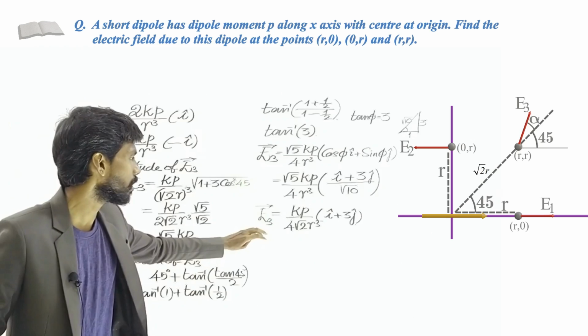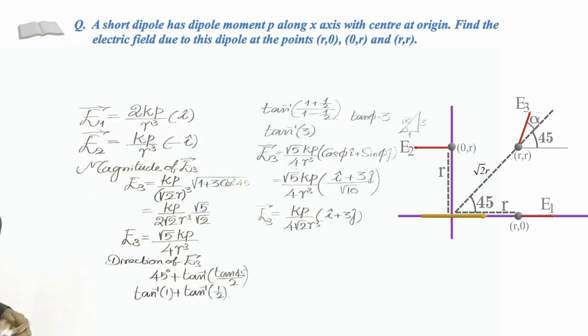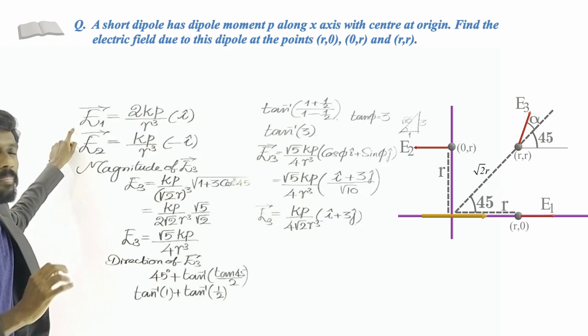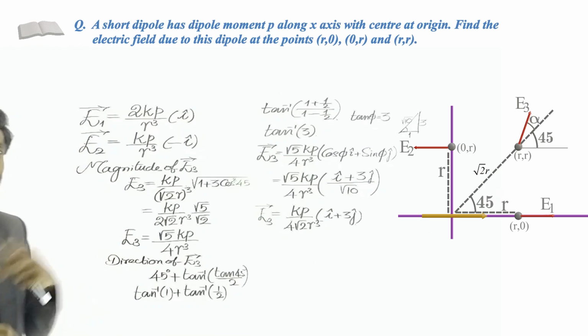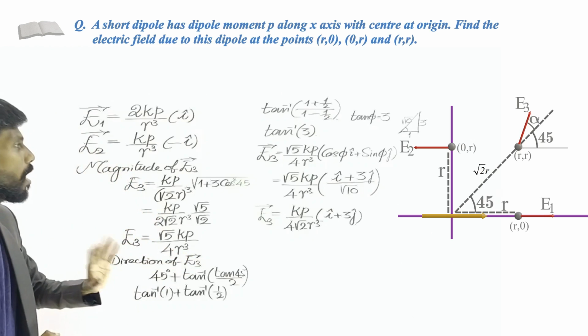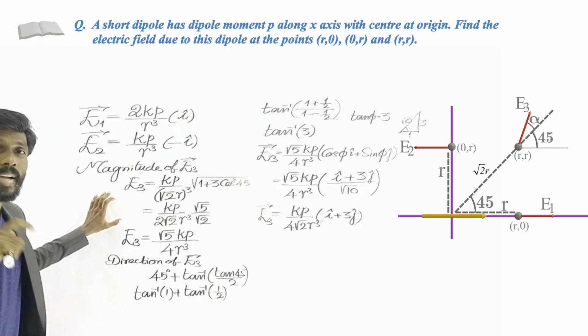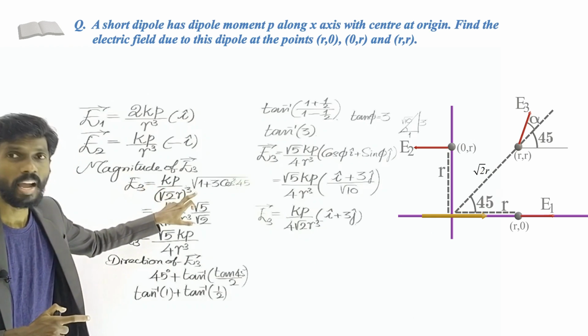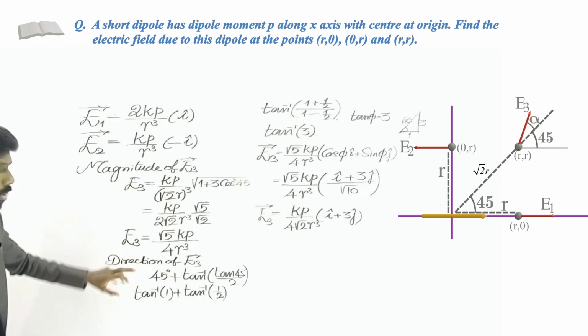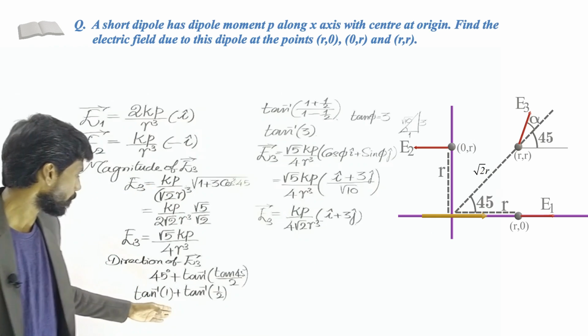So these are the 3 electric field vectors required in the question, right? The electric field due to the dipole on the axis is a very simple, direct formula. On the perpendicular bisector, that is also simple. But here this is some random point, at some point r comma r. To find the electric field, we have to find the magnitude separately using this formula, and the direction is also found separately using this formula. These two are formulae that you have to remember, and some math is also there.